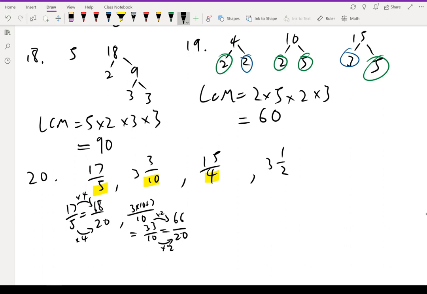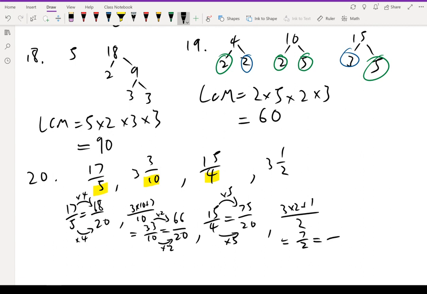Okay? And then the third one, 15 over 4, something over 20. I need to multiply that by 5, and so 15 times 5 will be 75 over 20. And then lastly, the last one, the top is going to be 3 times 2 plus 1 all over 2. That's changing the mixed number into an improper fraction. That's going to be equal to 6 plus 1, 7 over 2. And then I want to change that to 20. And so that will be times 10, and that will also be times 10. So that's 70 over 20.